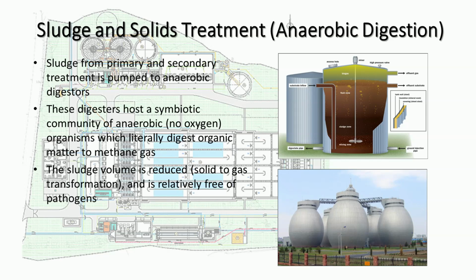A large portion of the organic matter is converted to methane gas, which can then be used to power part of the facility. The resulting sludge is relatively free of pathogenic microorganisms. In larger facilities with anaerobic digestion, methane may be sold to cover plant expenses.